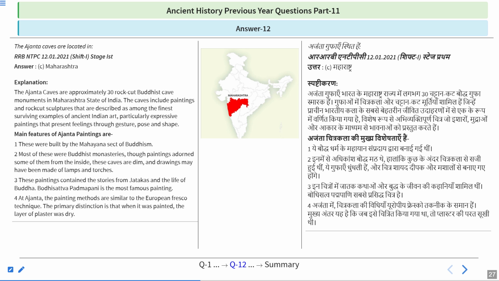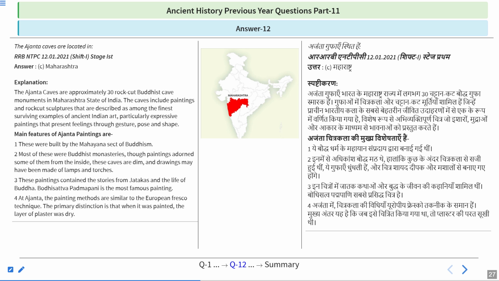So Ajanta caves are approximately 30 rock-cut Buddhist caves, a monument in Maharashtra state of India. The caves include paintings and rock-cut sculptures that are described as among the finest surviving examples of ancient Indian art, particularly expressive paintings that present feelings through gestures, pose, and shape. These were built by the Mahayan sect of Buddhism. Most of these were Buddhist monasteries, though paintings adorned some of them from the inside. These caves are dim, and drawings may have been made with lamps and torches. These paintings contain the stories from Jatakas and the life of Buddha.